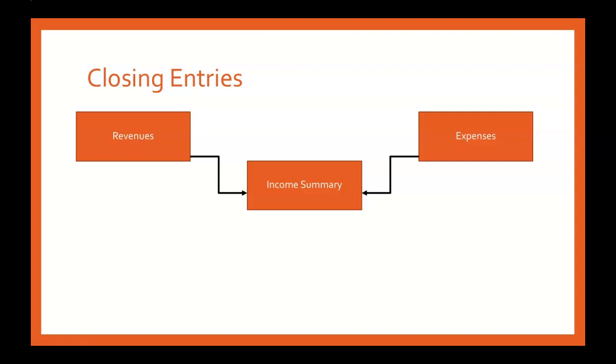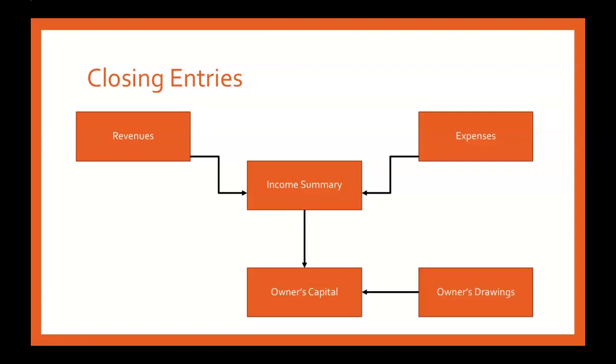Once we've done that, we then need to close our income summary to owner's capital. So that's step number 3. And then our final closing entry is to close owner's drawings to owner's capital. So if we can remember all of these steps, closing entries won't be too terrible.